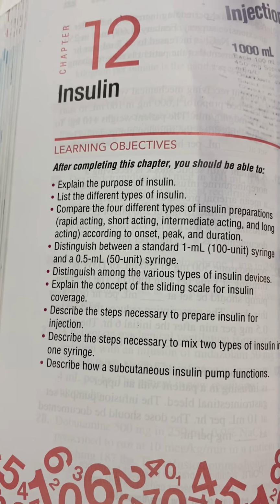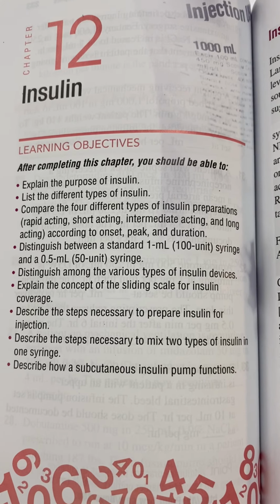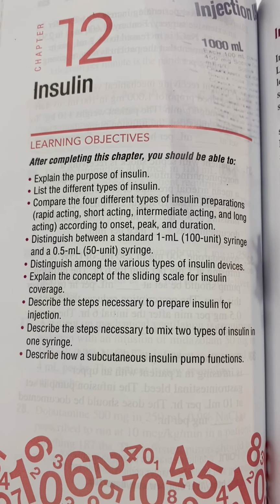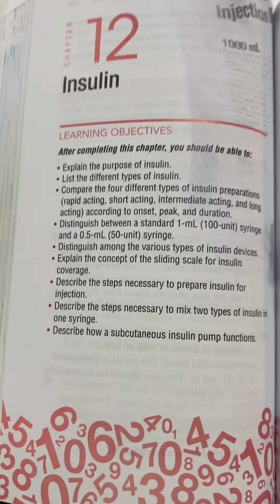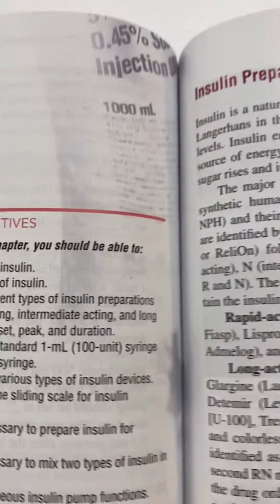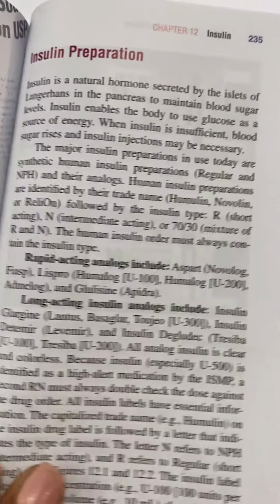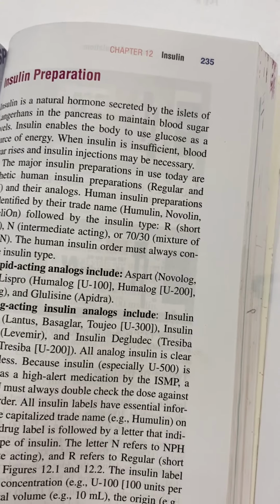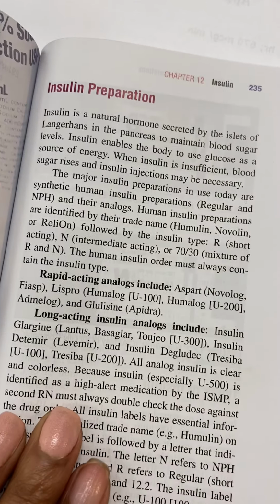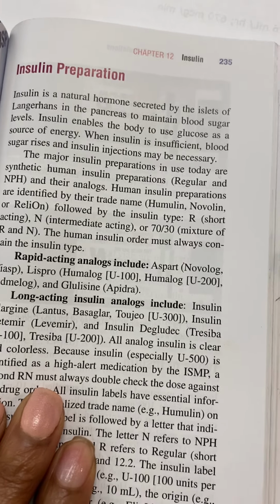We're going to also describe the steps necessary to mix 2 insulins in 1 syringe, and also describe a subcutaneous insulin pump function. Okay, so I'm sure you have read through your text, and when we are preparing insulin, insulin is the natural hormone secreted by the islets of Langerhans in the pancreas to maintain blood sugar levels.